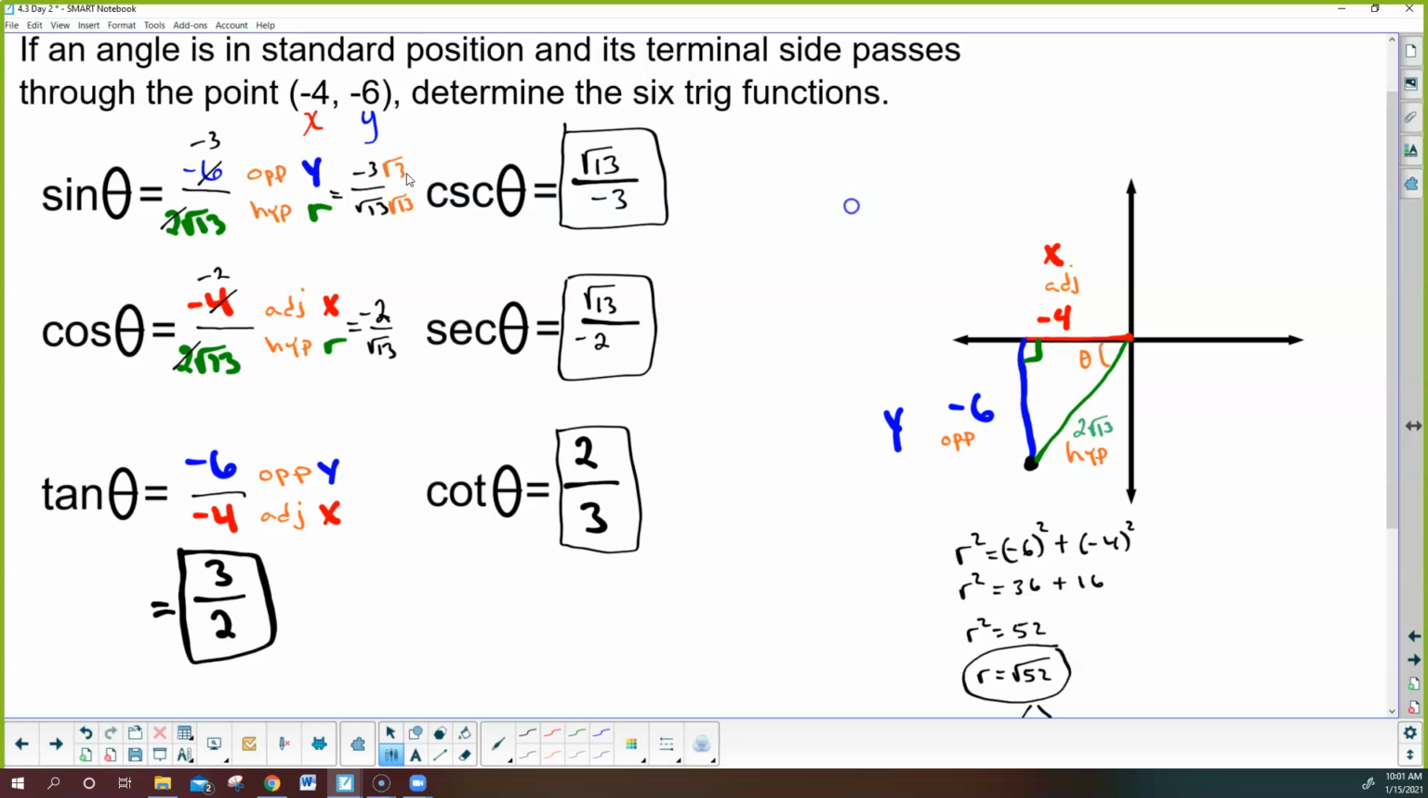So we times top and bottom. I should have given myself more room. I hate pushing this over, but I get negative square root of 13 over 13, and that is the answer to sine. And then you would do the same thing with cosine. To get rid of the square root of 13, we got to multiply top and bottom by the square root of 13, and that leaves the bottom just as 13, and then the top is -2 square roots of 13.